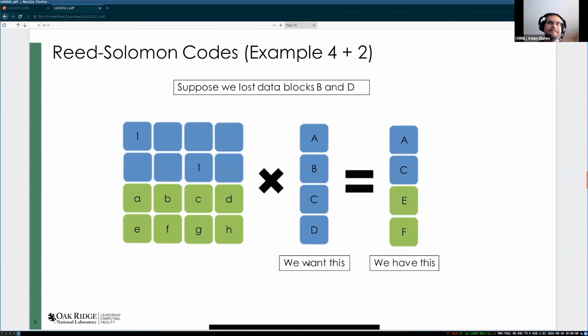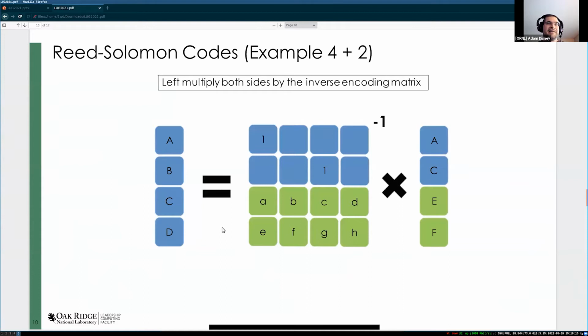The constants that we picked in the coding portion were chosen such that any square submatrix, essentially if we take out any 2 rows, that square matrix can be inverted. When you invert that matrix, it's the multiplicative inverse. And so when you multiply both sides by this inverse, you get your data back. And that's basically how it works. It's pretty simple conceptually, complicated in practice, of course.